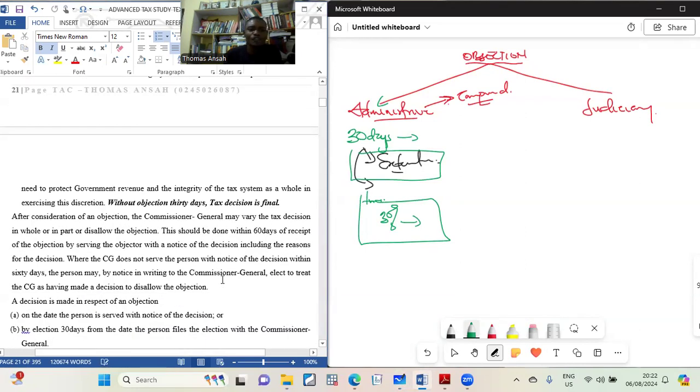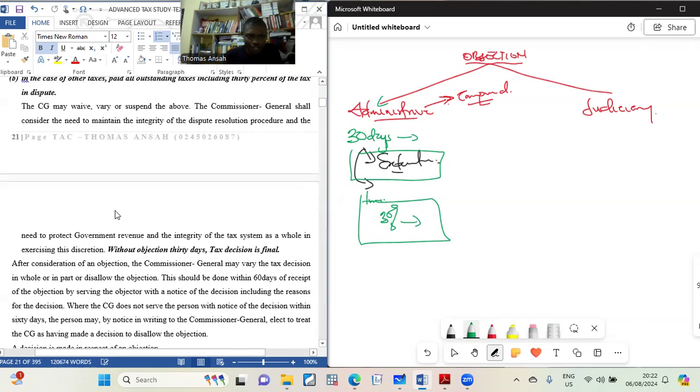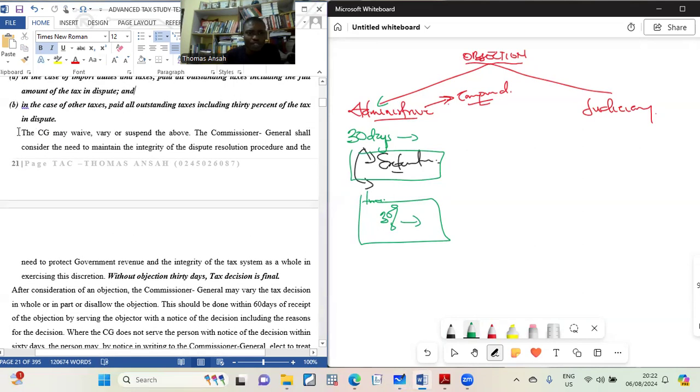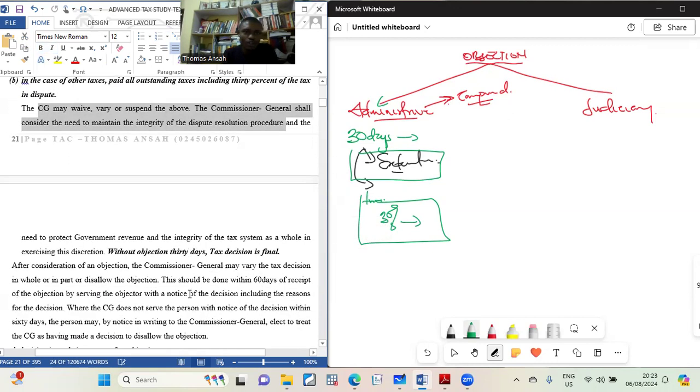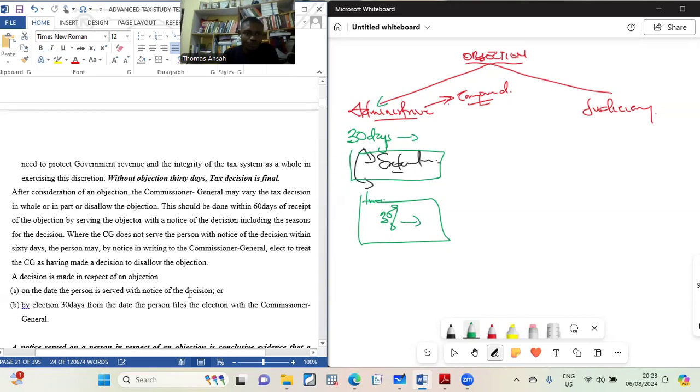Now, if you pay and they need to go ahead to grant the objection or anything, the Commissioner General has the power to waive all this, this 30% payment and or paying everything. He has the power to waive it off or vary it or suspend it. But knowing them, they won't. They won't. All right. But after all these things, the Commissioner General is going to take into consideration your objection.